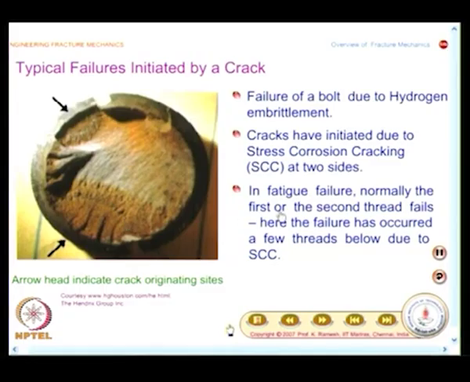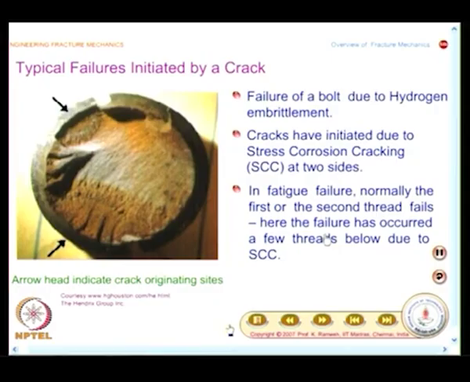Here the failure has occurred a few threads below, this is a threaded connection, it has not happened in the first 2 threads. Usually if it is by fatigue, it would fail only in the first 2 threads, and this has failed a few threads below, and the cause is related to stress corrosion cracking, abbreviated as SCC. There are many abbreviations in fracture mechanics. You should be able to quickly associate the abbreviation to your mental picture, what it connotes. SCC means stress corrosion cracking.